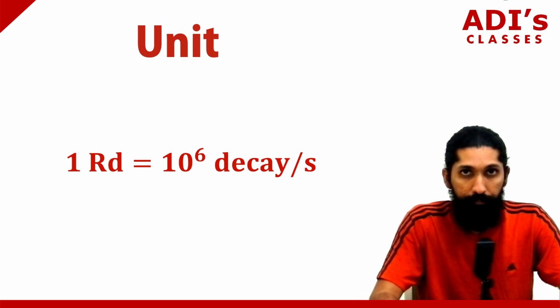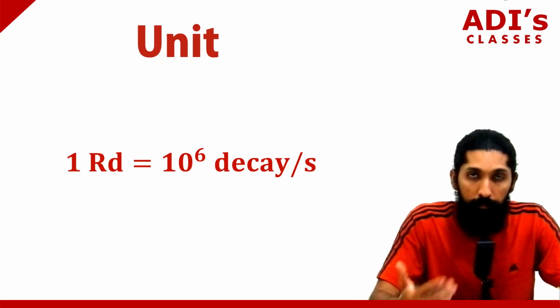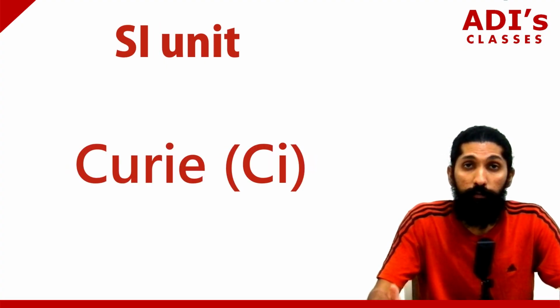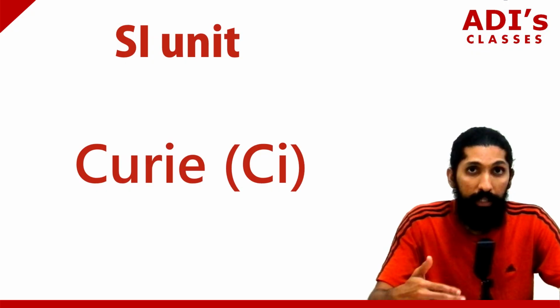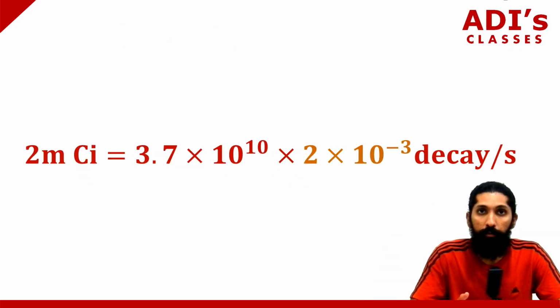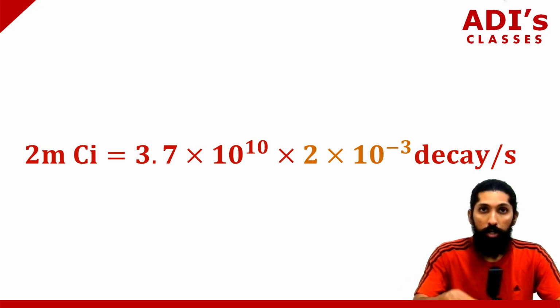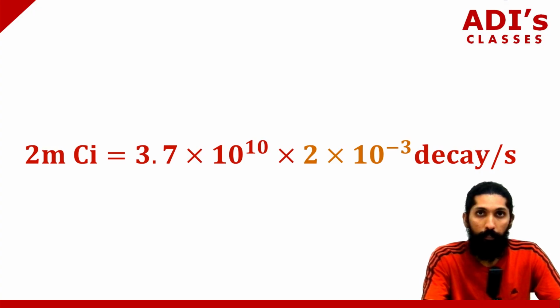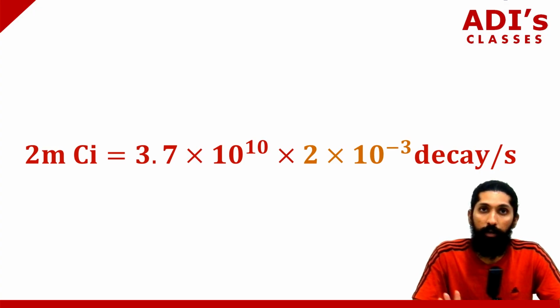Now, generally Curie is the unit we use, in honor of Madame Curie. Suppose I say that the activity of a radioactive substance is 2 millicurie. When you say 2 milli, that is 2 into 3.7 into 10 power 10 into 10 power minus 3, or whatever that particular value is. So many decays or disintegrations will happen every second. So this is what we mean by the activity of a radioactive substance.